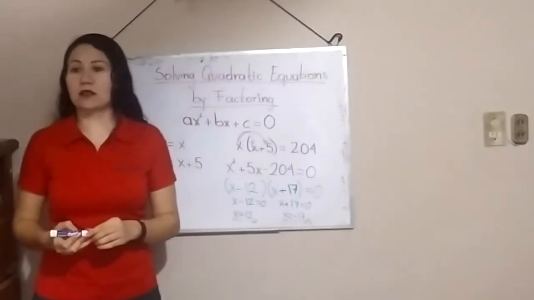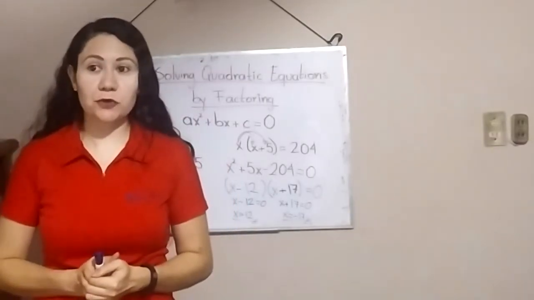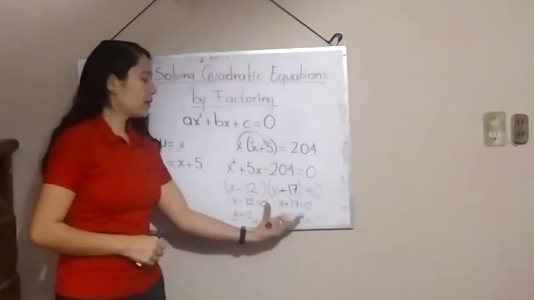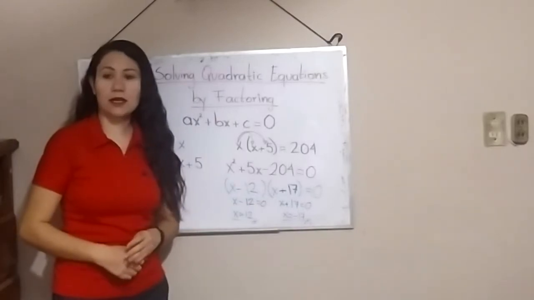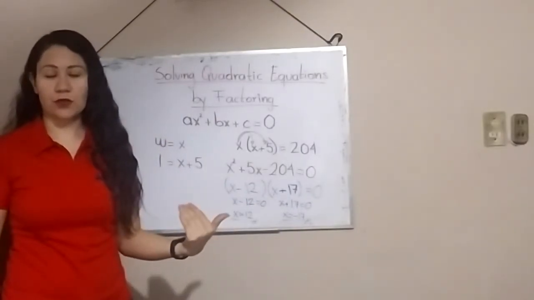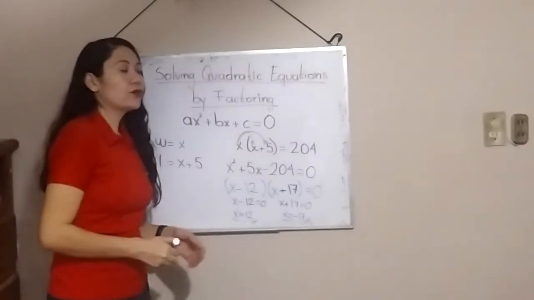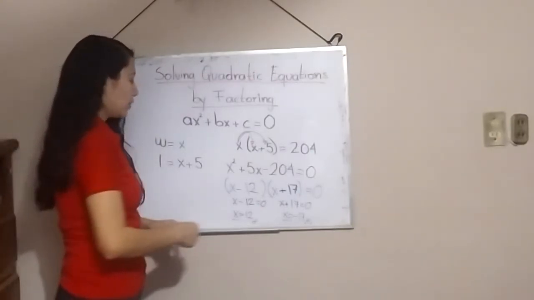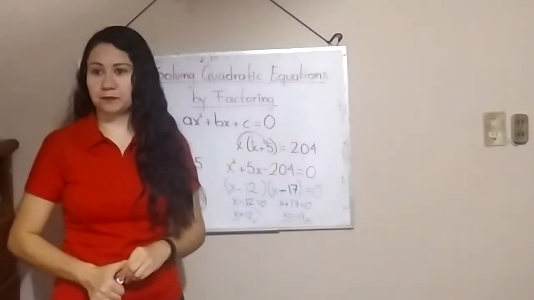We have two answers. Which one are we going to use? Is the architect going to build two rooms? No. Why? Because we cannot have a width of negative 17. Okay? So whenever we are talking about dimensions or anything that cannot be negative, we're going to use only our positive result, which in this case would be 12.